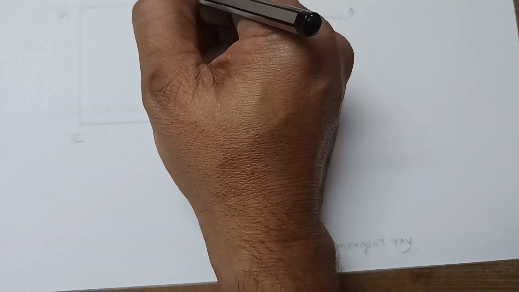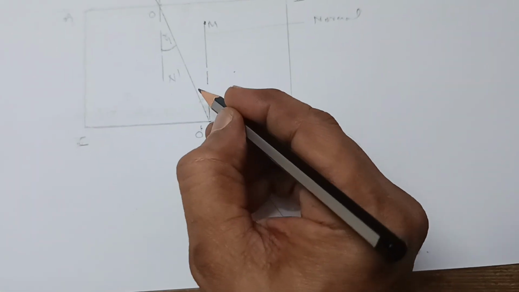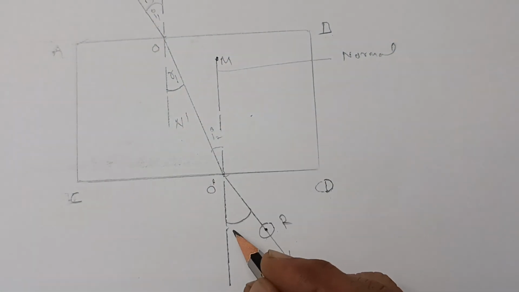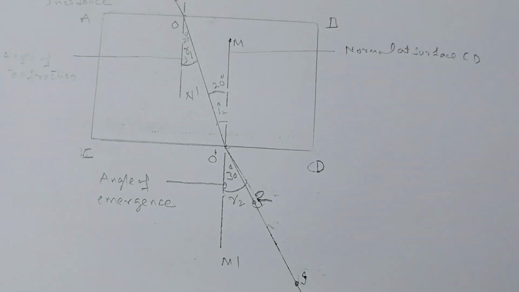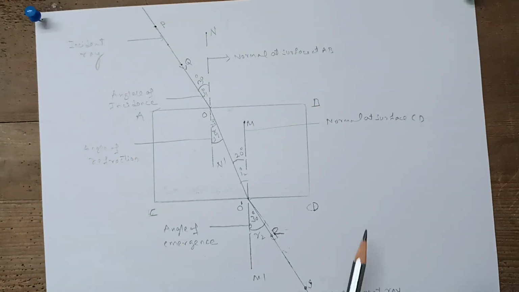Okay, and this we can see is I1, R1, and this is I2, and this is R2. Now we will measure this angle, and I will show how to measure this. Now we will mark like this. One more time you can check it.